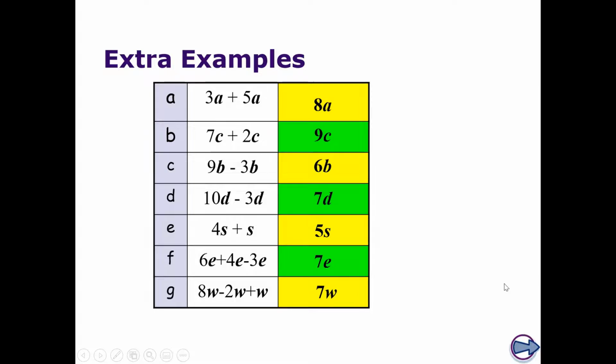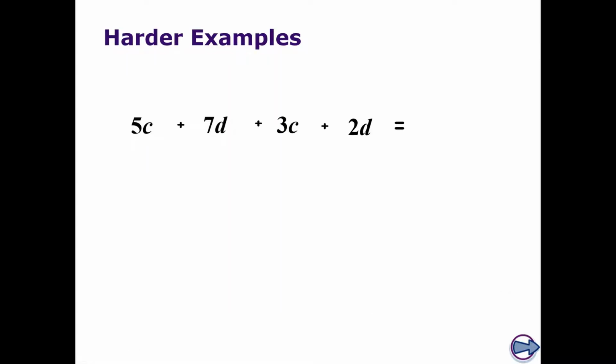Okay, let's look at a slightly trickier example. This time we've got 5C plus 7D plus 3C plus 2D. Slightly different here is the fact that we've got C's and D's in the same expression. This is our expression here. And in algebra, you can only add or subtract things when they are like terms. That's collecting like terms. So we're going to start collecting like terms.